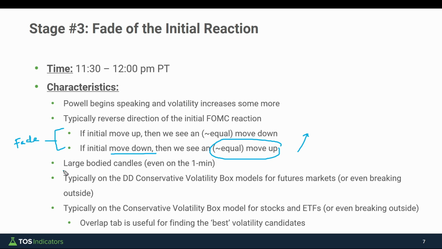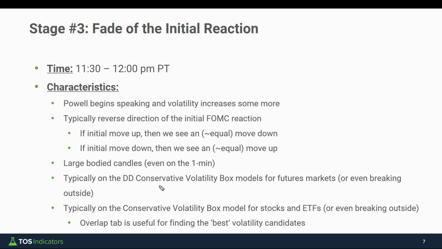One more time, we see the large bodied candles continue, even on the 1-minute time frame chart. And we're typically at this point for our futures markets on the doomsday conservative volatility box models, knowing quite clearly which markets we're focusing in on and which markets we've already broken outside of our models. So those would be the higher volatility where even our models can't contain it.